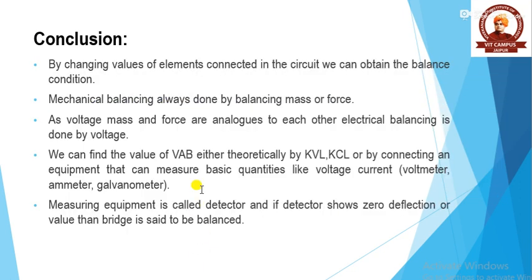Finally, we can conclude that by changing the values of elements connected in the circuit we can obtain the balance condition. Mechanical balancing is always done by balancing mass or force. Similarly, as mass and force are analogous to electrical voltage, we can do electrical balancing by balancing voltage. We can find the value of VAB either theoretically by KVL and KCL or by connecting equipment that can measure basic quantities like voltage and current, such as a voltmeter, ammeter and galvanometer.